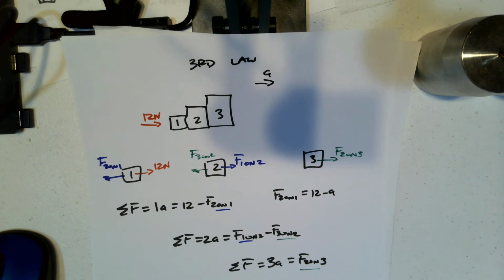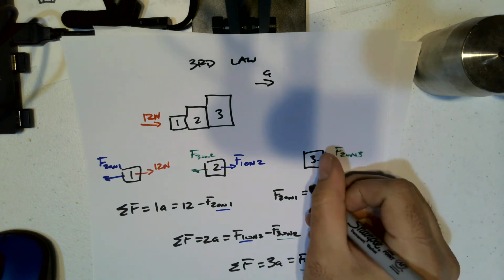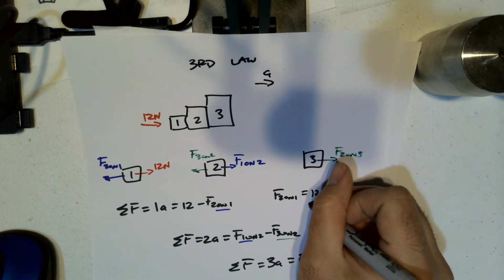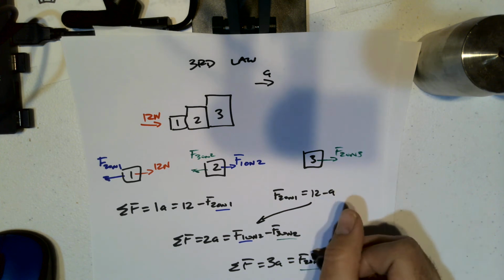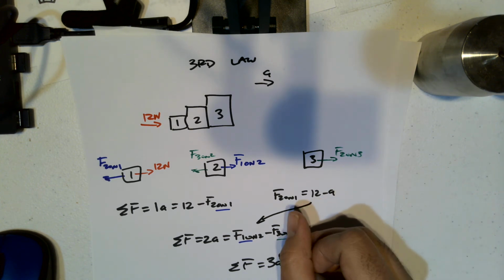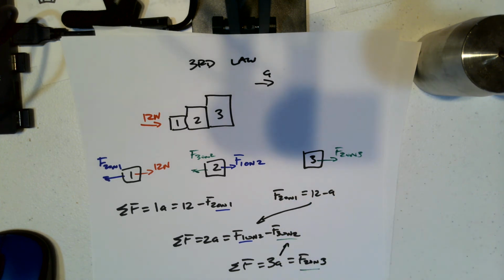And so this is going to help me, because what I can do is a little bit of substitution. I can take this stuff and put it into there since they're equal, and I can take this and put it into there since it's equal. So I can put in 12 minus a in for F1 on 2 and 3a in for F3 on 2 into this middle equation here. And let's see what ends up happening.